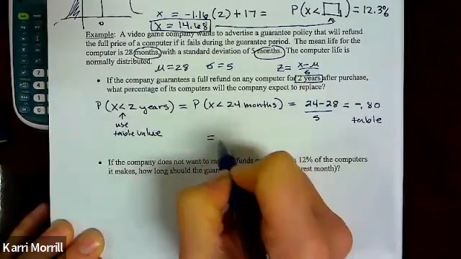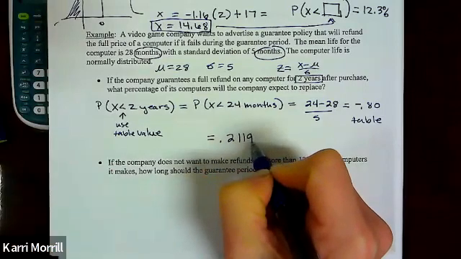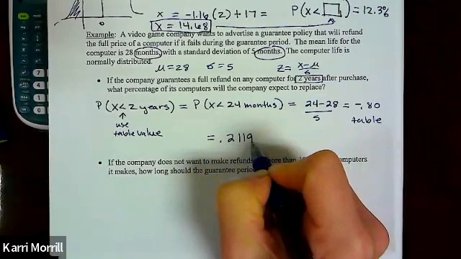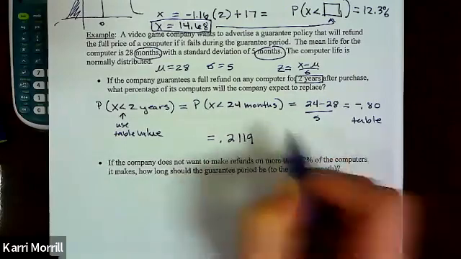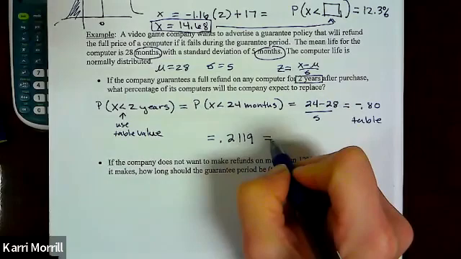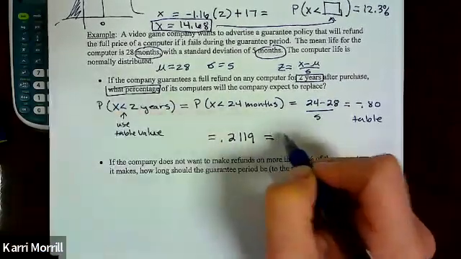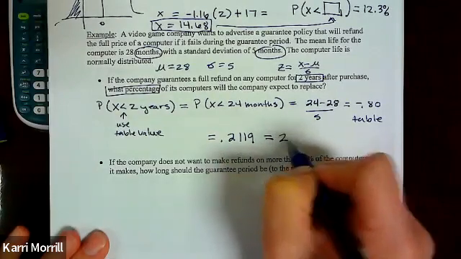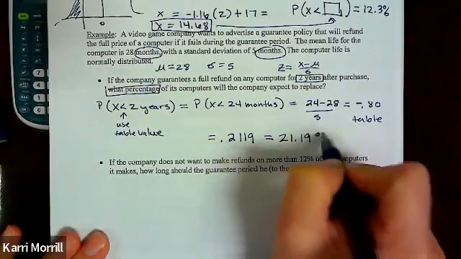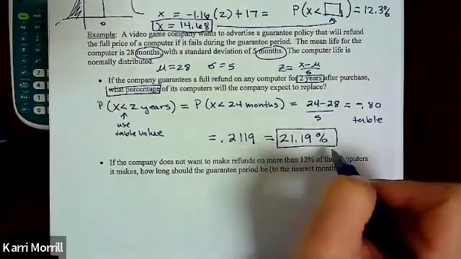So that would be 0.2119, but it doesn't really say if they want a percentage or the probability. So you would either answer it as a decimal, or they're probably going to be thinking more like a percentage. Oh, it does say what percentage of its computers will the company expect to replace. I really looked over that when I was quickly scanning again. So 21.19%.